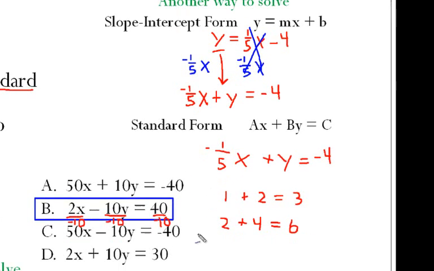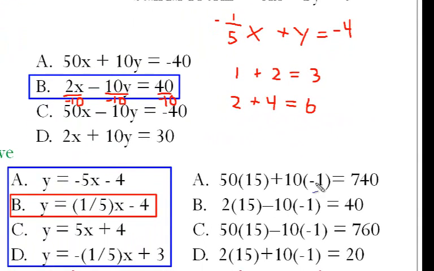Okay, a third way you could have done this one is just plugging in the points. If you plugged in, you know your point 15, -1 is a solution. So if you plugged it into each of these, and then going back to the original answer choices to see which one came out correct. When I plugged in the point in A, I got 740. But in my answer choice, it said I would have got -40. So I would know that would have been an incorrect choice. For B, it actually worked out. If I plugged in the point, I got my answer as 40. So that one was good.